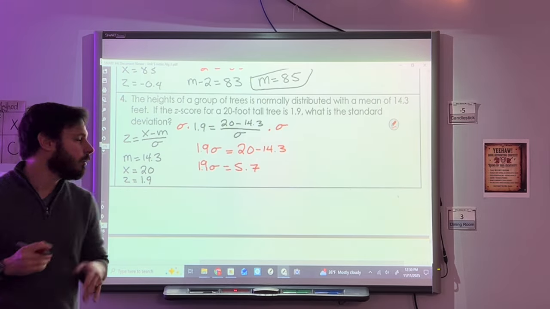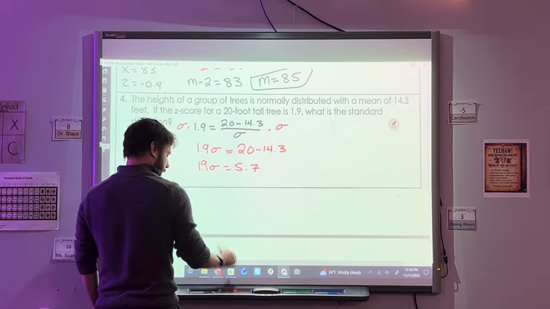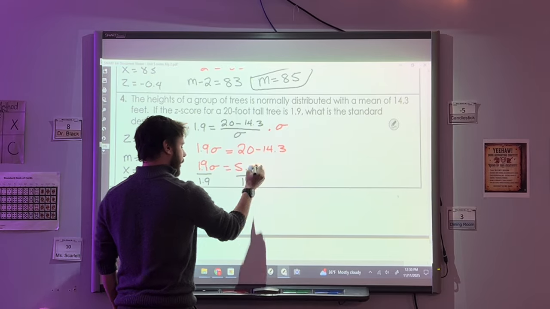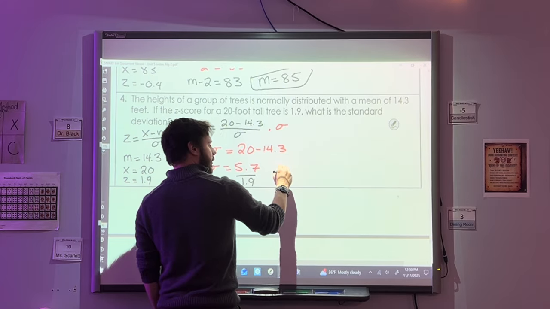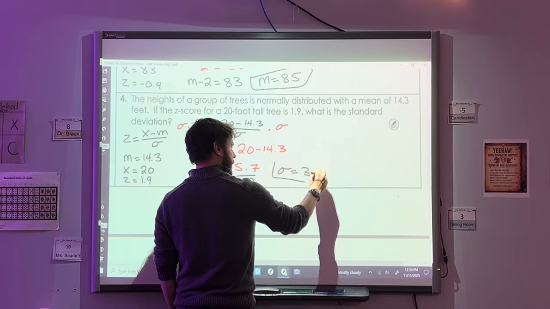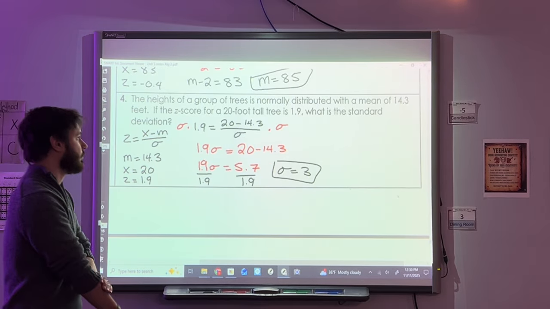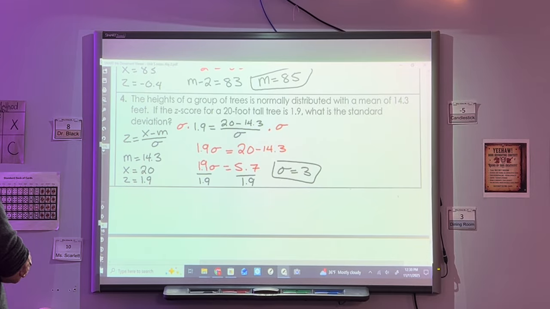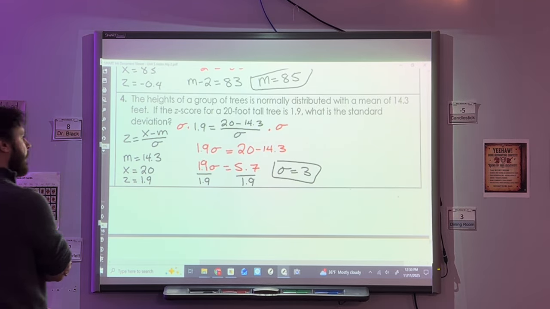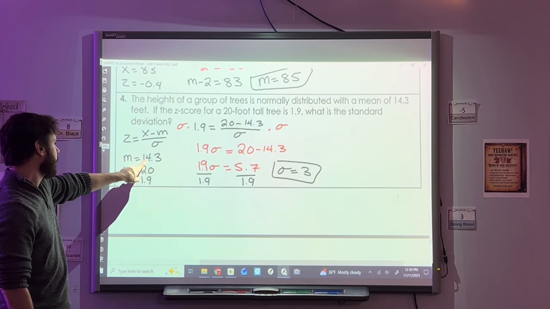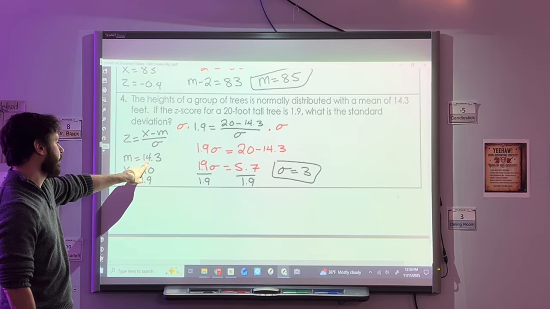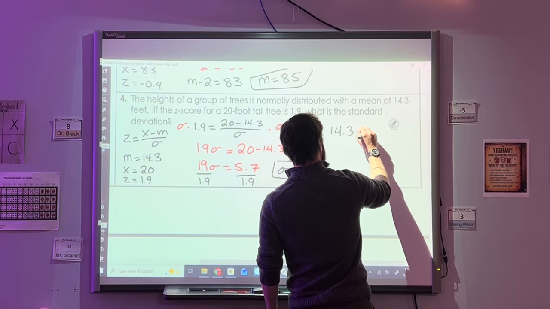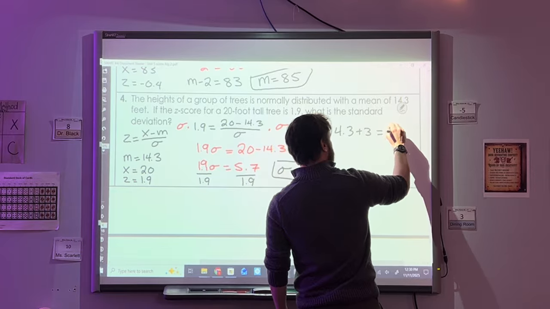And now we can just divide. Divide this side by 1.9. What you do to one side, you do to the other. So the standard deviation is a nice, neat 3. Okay, let's see if we can figure this out meaning-wise. So, looks like if I add 3 to this, 14.3 plus 3, that would give me 1 standard deviation.